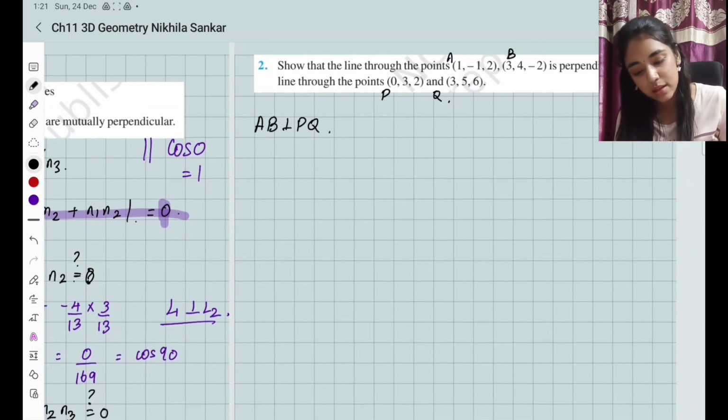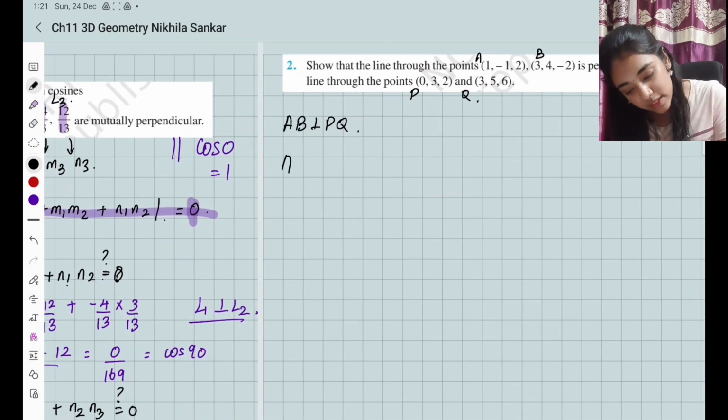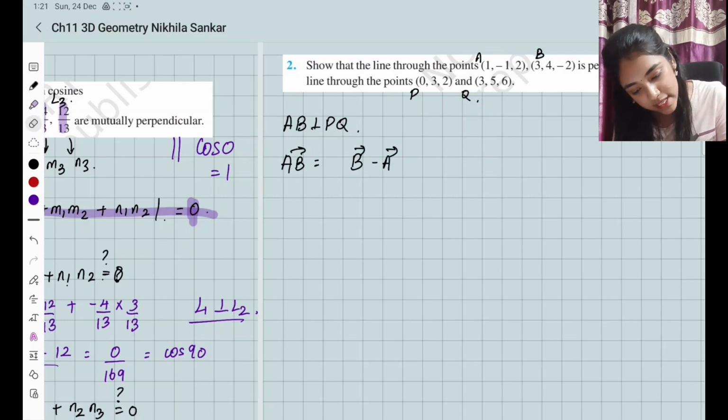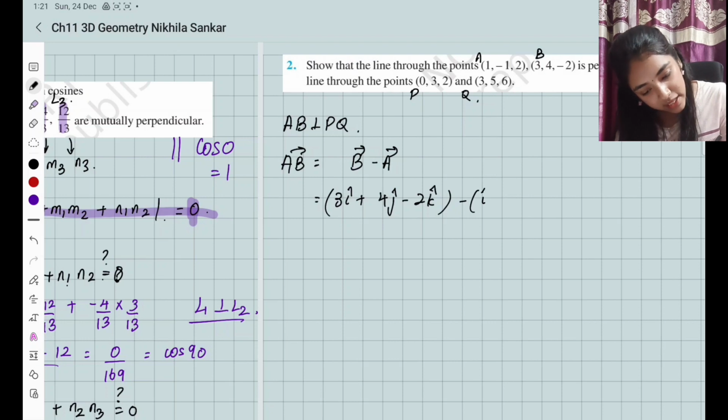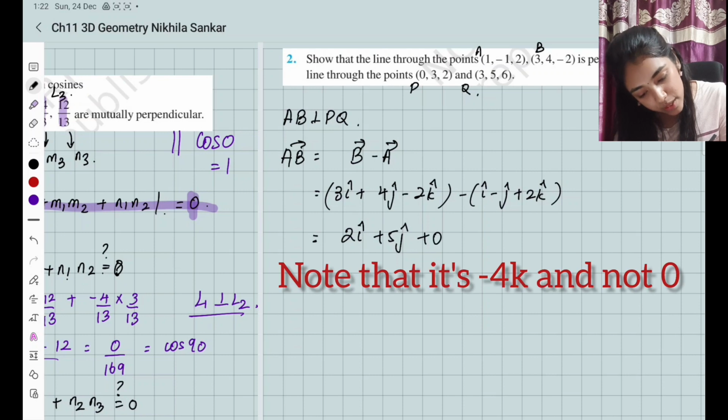They are asking us to prove that AB is perpendicular to PQ. First, what are we going to do? I am going to find what my AB is. So this is going to be B minus A. When I do B minus A, this is 3i cap plus 4j cap minus 2k cap minus (i cap minus j cap plus 2k cap). So 3 minus 1 is 2i, 4 minus of minus 1 is plus 5j, minus 2 minus 2 is minus 4k. So this is going to be my AB.